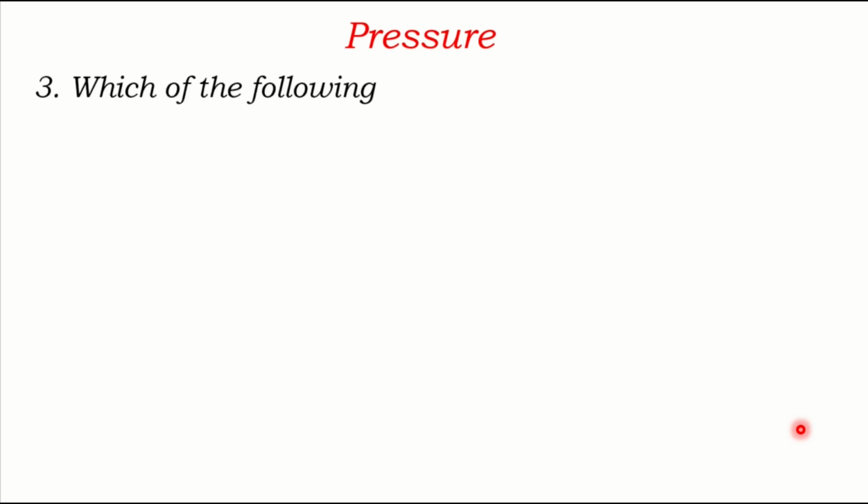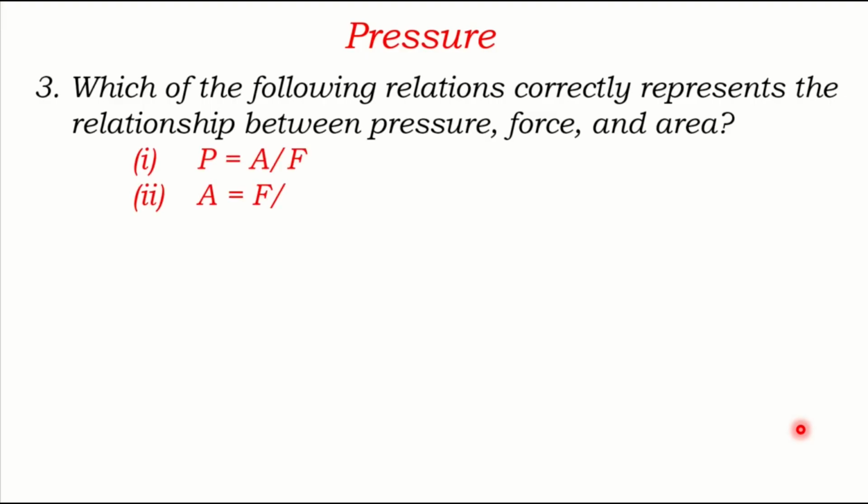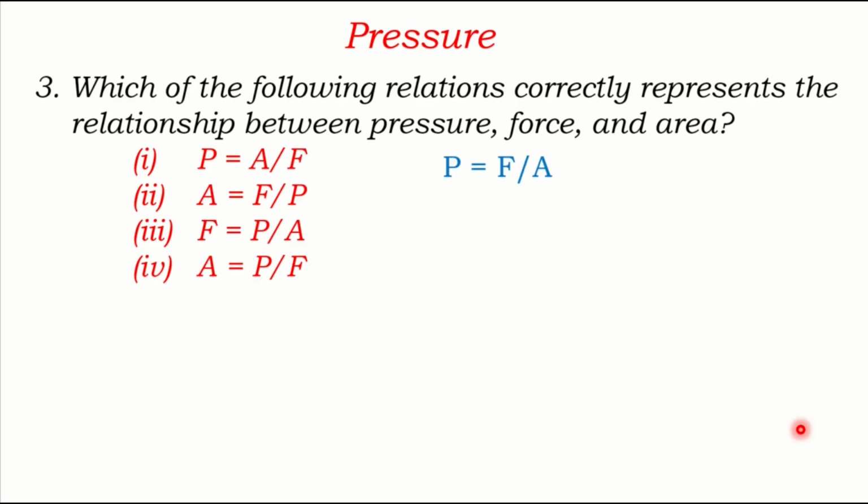Okay, let's have another question. Which of the following relations correctly represents the relationship between pressure, force and area? The relationships are given this way: 1, 2, 3 and 4. Pressure equals force by area. This is the correct relationship between pressure, force and area. But it is not written here that pressure is equal to area by force. This is an incorrect option. The first option can be cancelled directly. Instead of force by area, here it is area by force.